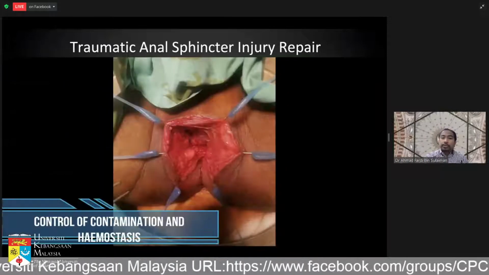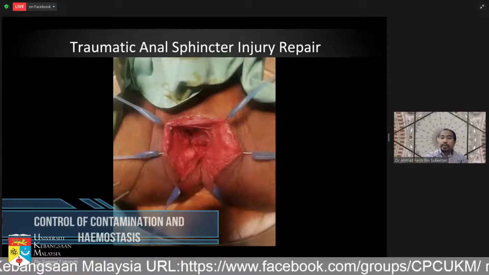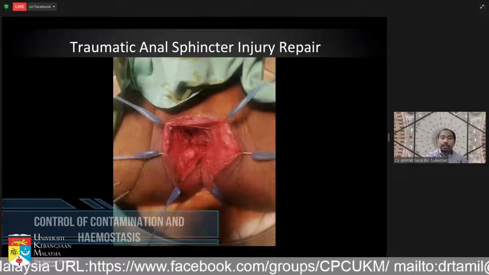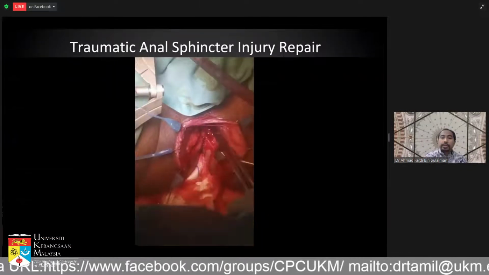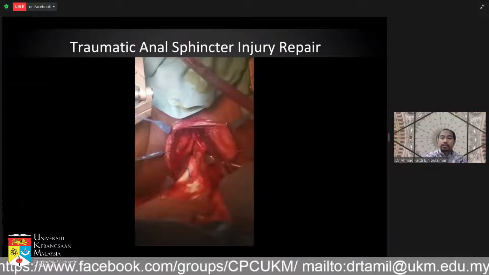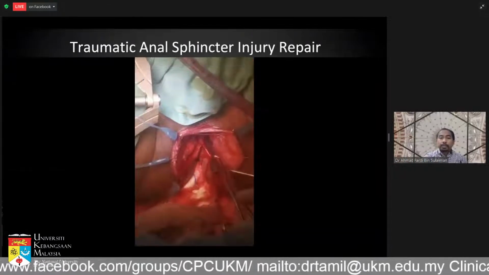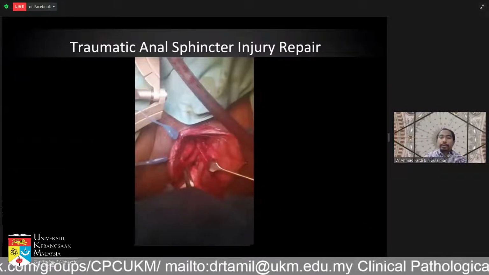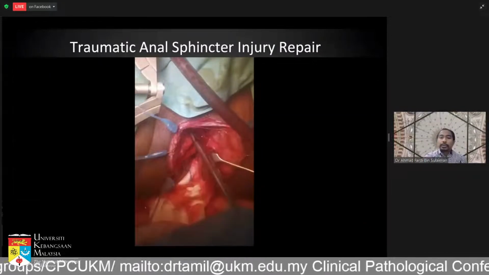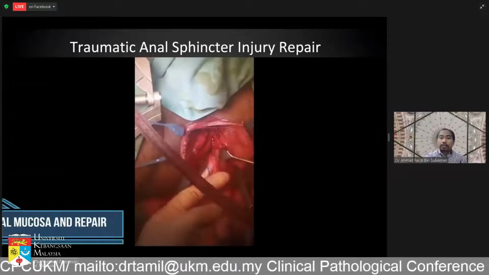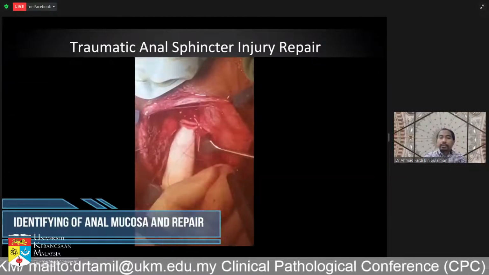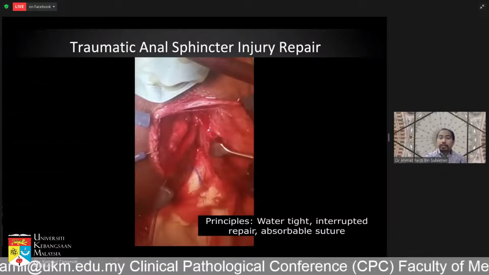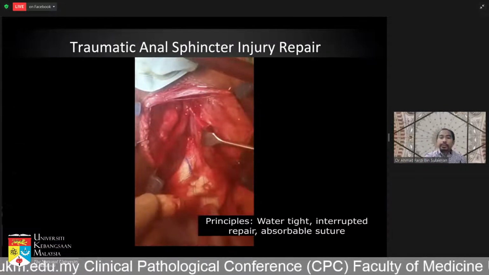Okay, following that, we need to control the contamination and hemostasis and start to do the repair of the anal mucosa. It is better to remember that the important thing while dealing with the repair is that we need to make sure that the repair itself must be watertight, interrupted, and use absorbable suture.